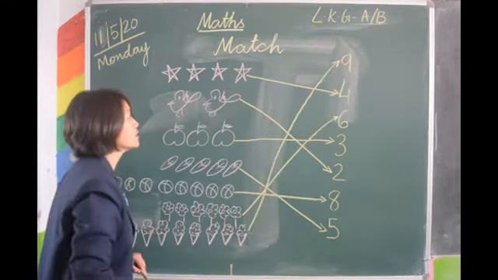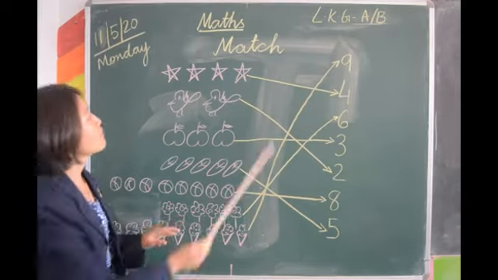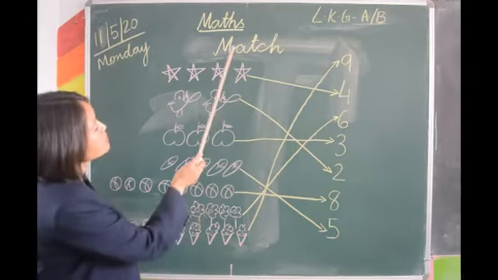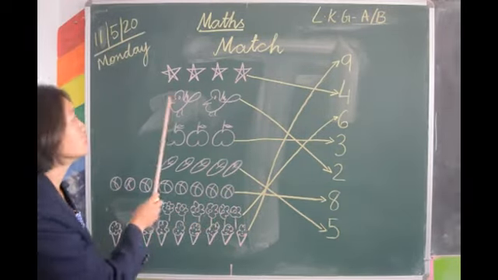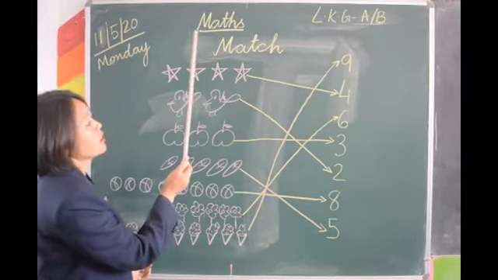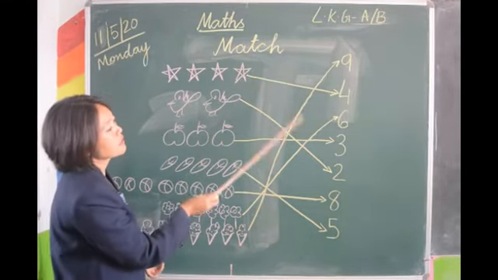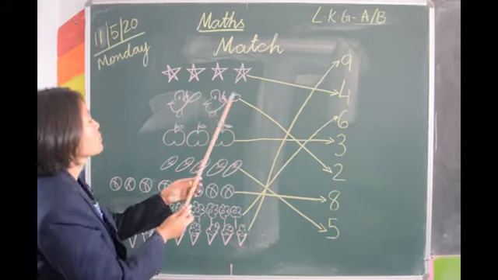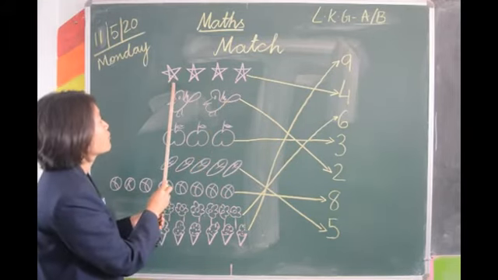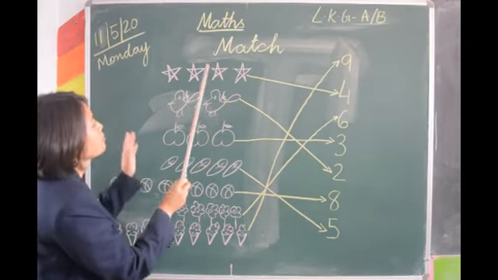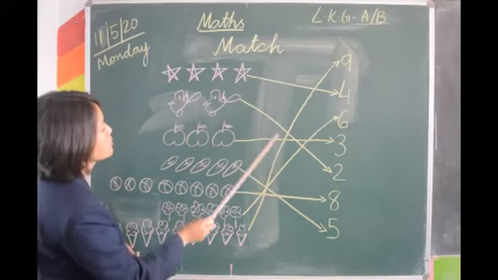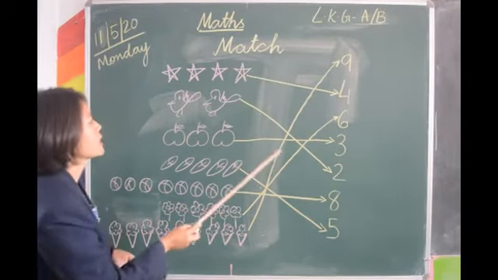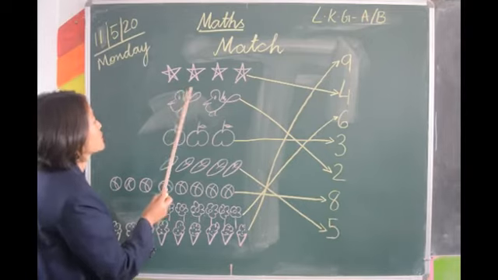So dear children, we have done match the numbers. First we have to count the pictures and we have to draw the line with the correct numbers. As we have already done, we have to count the pictures and then draw the line with the correct number. So let's do it once again.